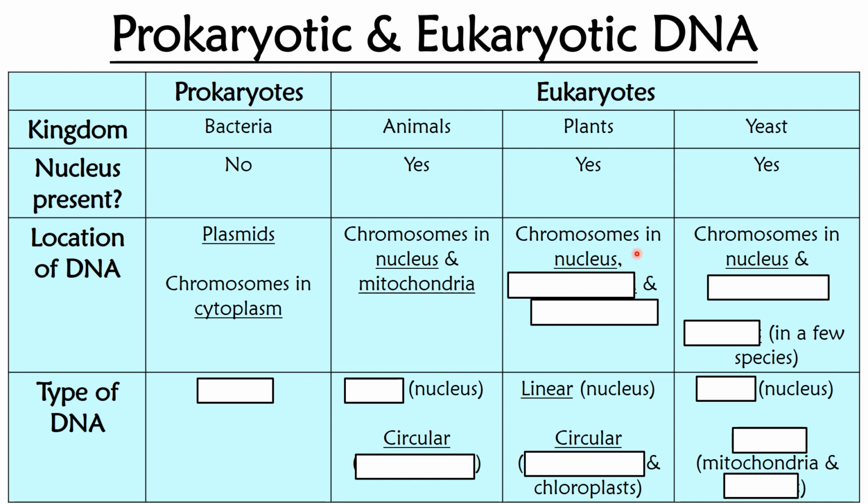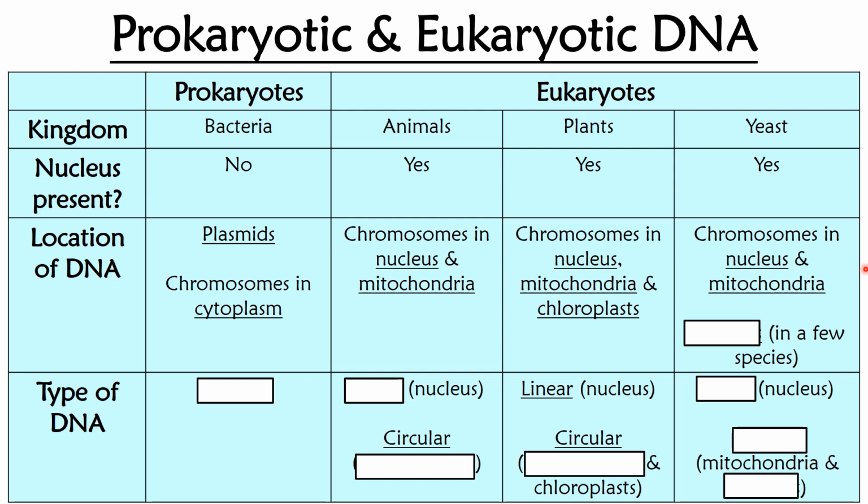Plants have got the nucleus, the mitochondria, and then you can maybe work this out, an organelle within plant cells which is similar to mitochondria. They also have DNA in their chloroplasts. Yeast have chromosomes in the nucleus and the mitochondria, and also there are some species of yeast which contain plasmids. Okay, so that's the location of the DNA.